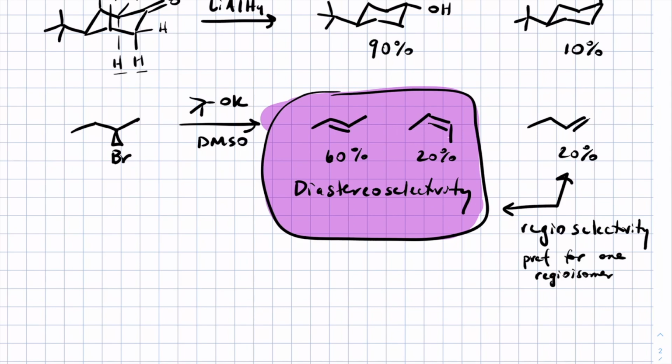If the reaction's stereospecific, then stereoselectivity is not that impressive, right? Ooh, you started with one enantiomer of your starting material and you got one enantiomer of your product. Good job. Everybody can do that, right? That's the SN2 reaction.